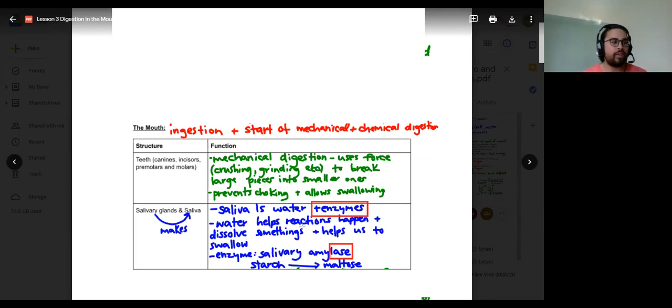And again, we talked about that yesterday. We'll talk about it today and consistently throughout these lessons. The idea here is that we need to break down those long chains of food and nutrients specifically, and we have to make them more manageable for the actual use in cellular respiration. So teeth and saliva are our first two adventures into digestion that we'll look at.